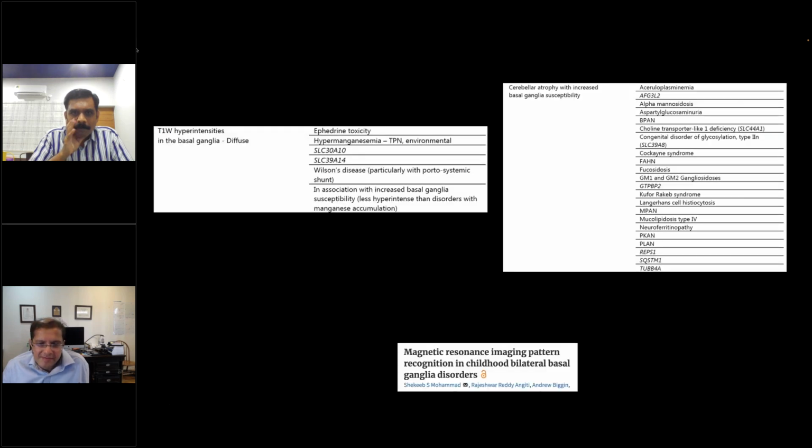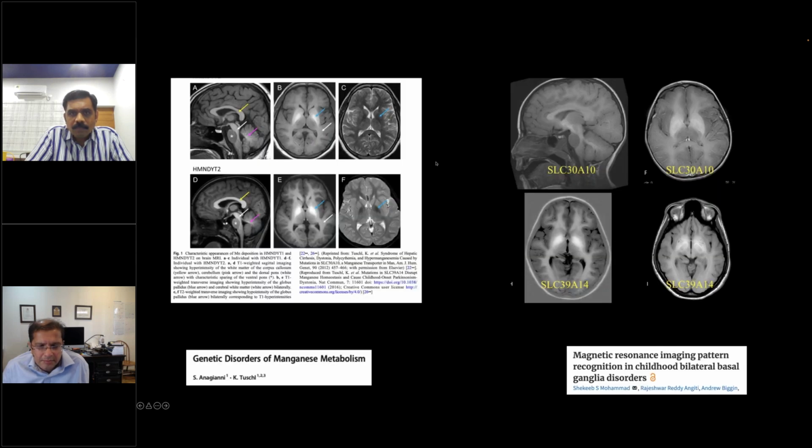Just list out the possible differentials. Given the T1 hyperintensities in the basal ganglia and the diffuse involvement, these are the possibilities: hypermanganesemia disorders, Wilson's disease, and since we have cerebellar atrophy along with cerebral atrophy, again, there is a list of disorders which can be excluded or ruled out based on the imaging findings. These are again cases of hypermanganesemia. You can appreciate that the deep brain nuclei are demonstrating T1 hyperintensity, but also the white matter in the generalized brain parenchyma demonstrates a slightly increased T1 hyperintensity.